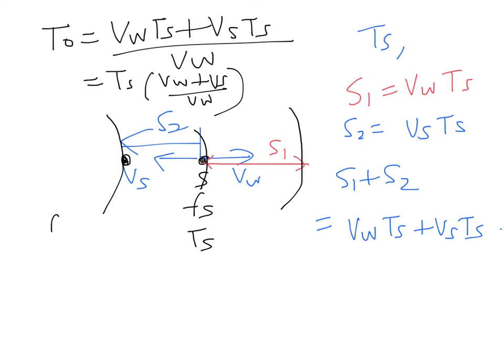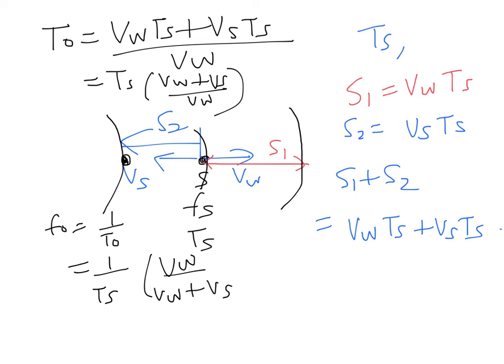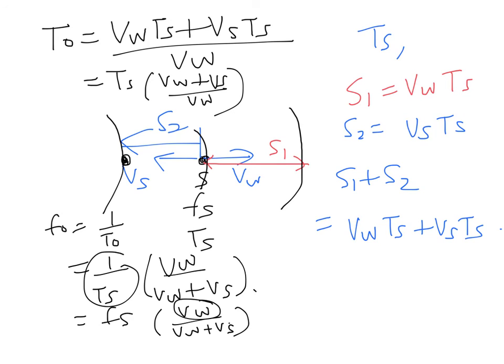So the observed frequency, which is the inverse of the observed period, you will now get 1 over Ts times Vw over Vw plus Vs. So 1 over Ts gives you the frequency of the source. So you multiply by Vw over Vw plus Vs. And since Vw over Vw plus Vs will be less than 1, your observed frequency will be less than your source frequency. So that is how you derive this formula.